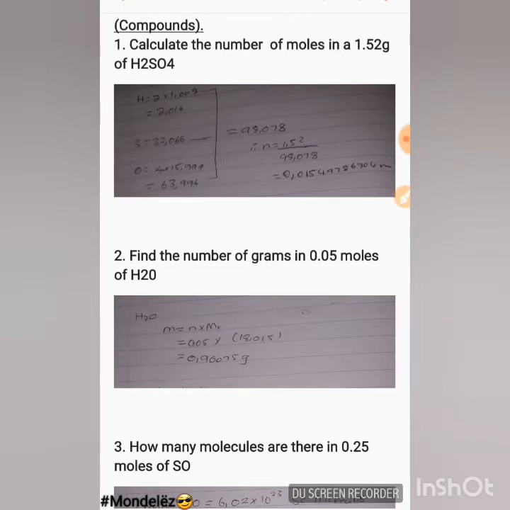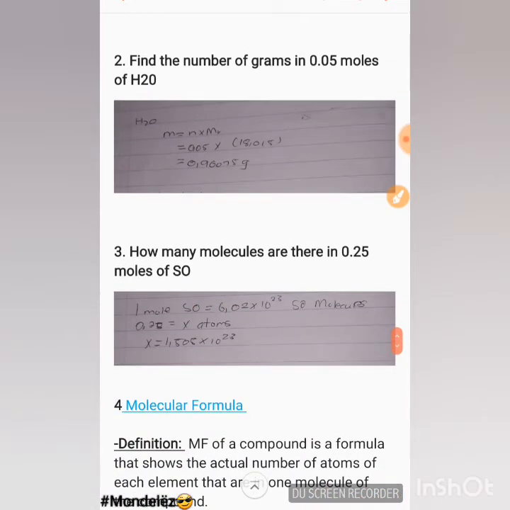Then you say number of moles is equal to 1.52 all over the added up molar mass, and it will give you this answer of 0.01549786904 moles. Okay, and then find the number of grams in 0.05 moles of H2O.